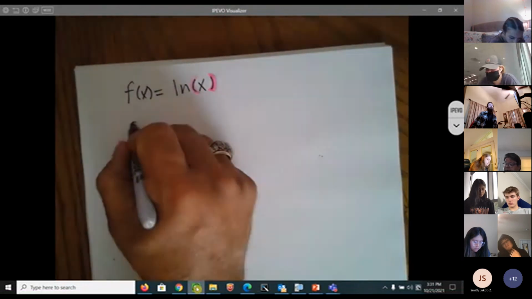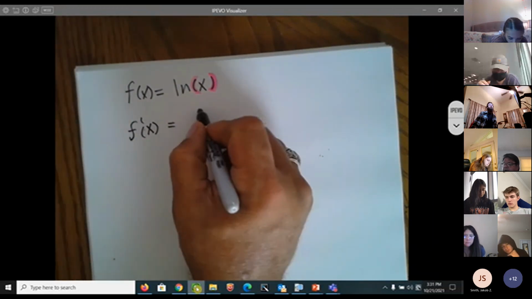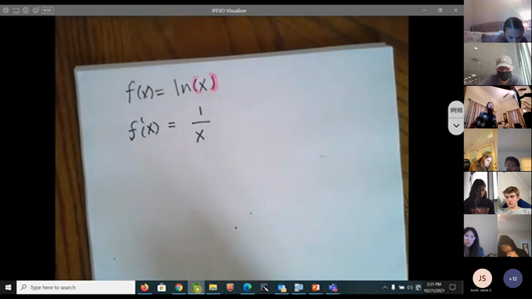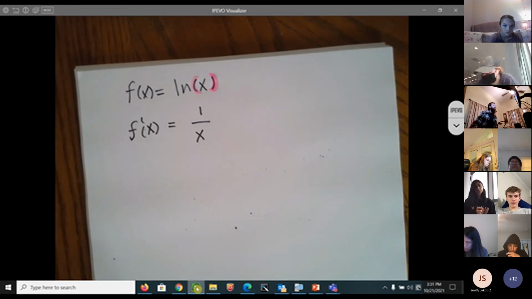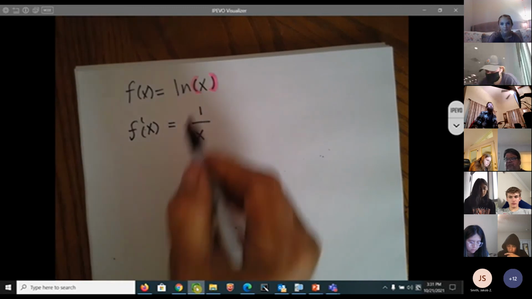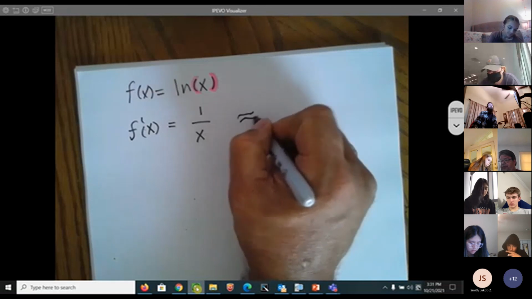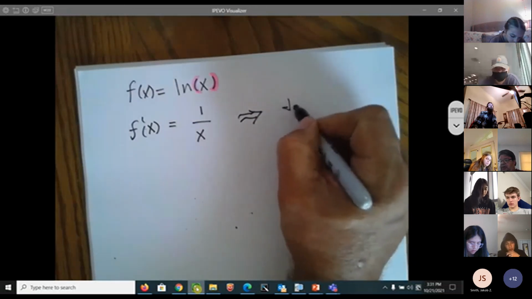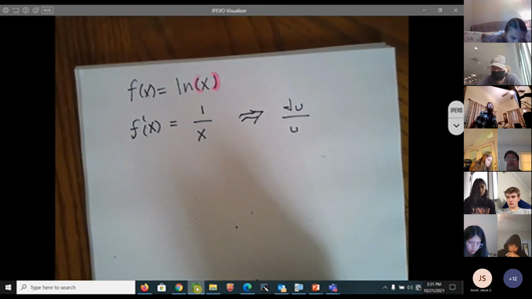So the derivative of f of x is 1 over x. Somebody tell me where I got the 1 from. Come on, you can do it. Parentheses. The x. The derivative of x is what? 1. So I want you to write something down over here: du over u. Write that down.